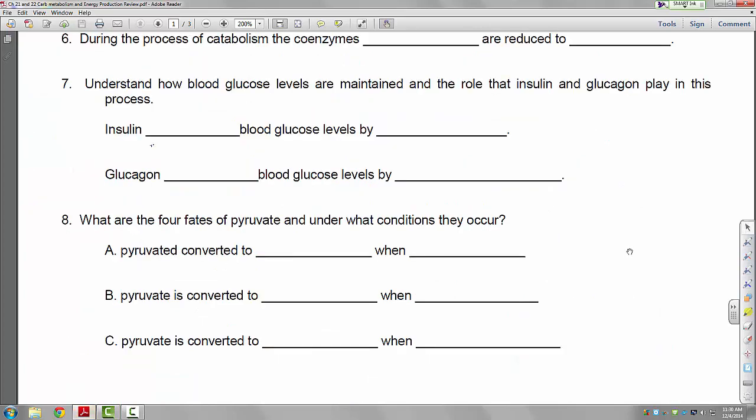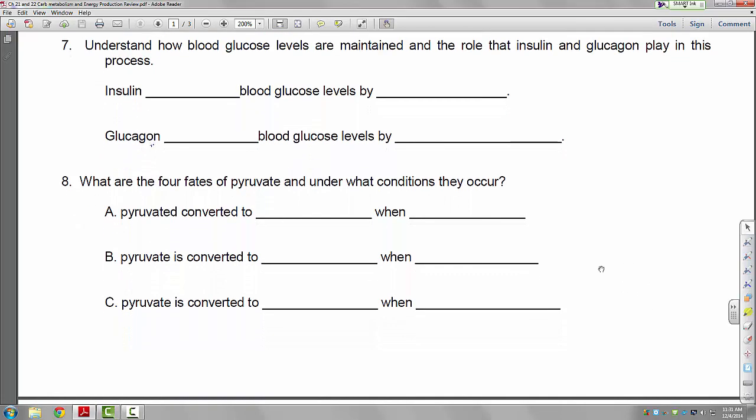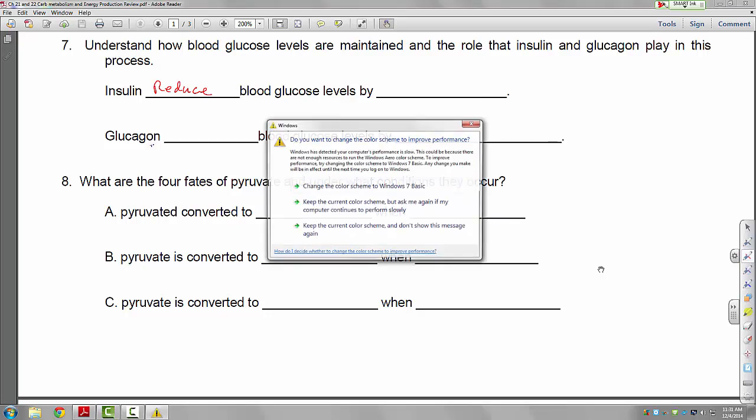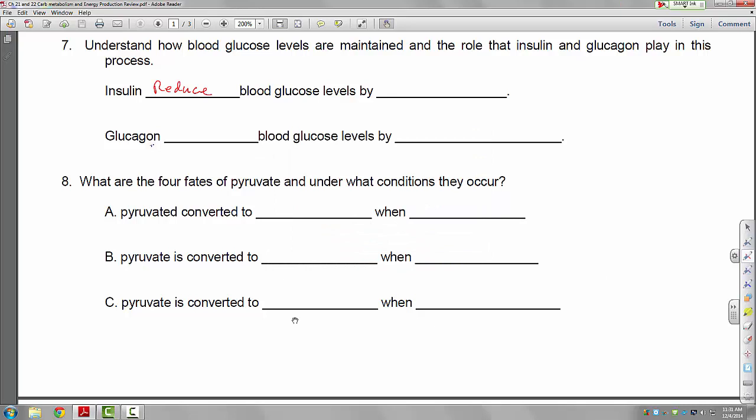Gain of hydrogen. Okay, understand how blood glucose levels are maintained and the role that insulin and glucagon play in this process. Key to understanding the action of insulin is to understand these two concepts. Insulin's function is to reduce blood sugar. In other words, reduce blood glucose levels, and it doesn't get rid of the glucose, it just transfers the glucose from the blood, so it's extracellular, to intracellular glucose, glucose that is in the cells. So insulin reduces blood sugar by increasing cellular uptake.